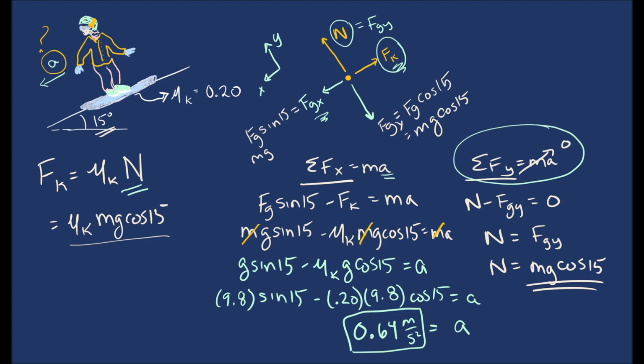So we can plug in what we know, and fortunately our masses all cancel. Okay, so even though we don't know the mass of this snowboarder, we can still solve for the acceleration down the incline. And we find that it's 0.64 meters per second squared.